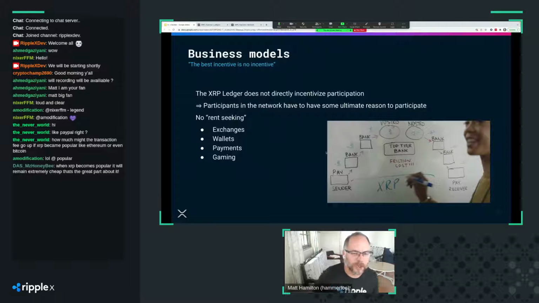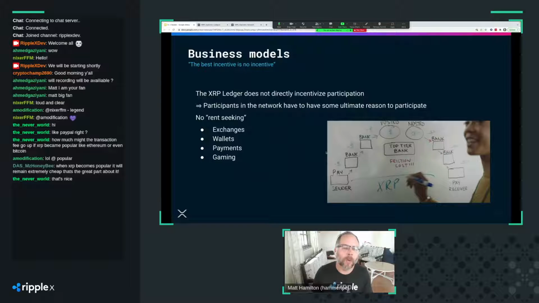Now, around the business models, the XRP Ledger does not directly incentivize participation. So with something like Bitcoin or Ethereum, if you run a node on the network, you get paid a portion of the fees for running a node, or in proof of work, you get paid a mining reward as well. On the XRP Ledger, fees are burnt. So the fees are very low. The sender of a transaction pays the fee, but the fees are just burnt. They don't go to any node operators.